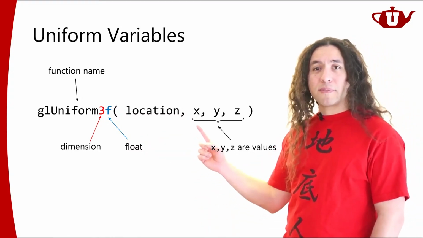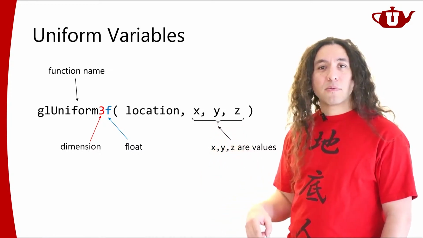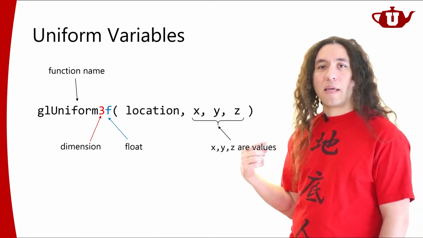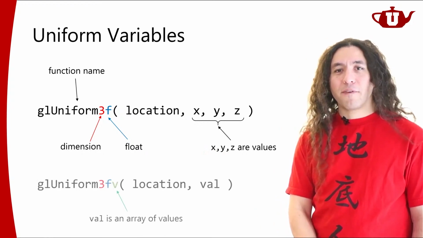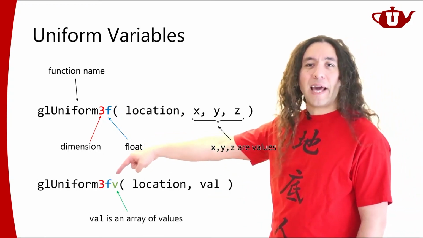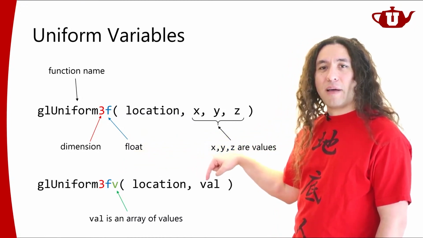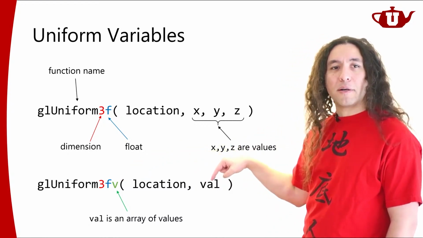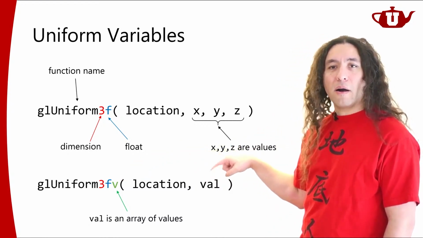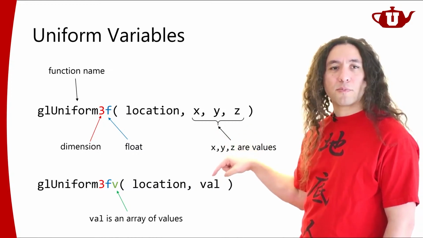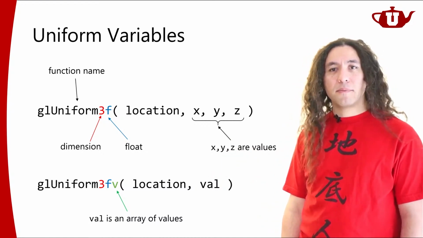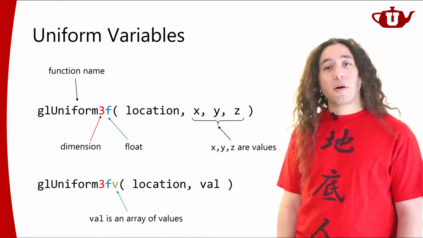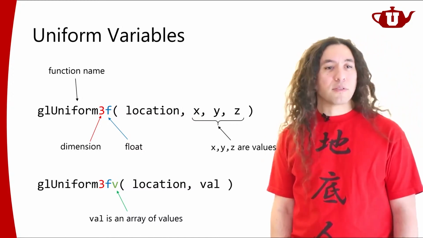Sometimes, instead of sending these XYZ values separately, we like to send an array that contains the XYZ values. In this case, the function name will have this added v at the end. And that v means that this is a pointer. It's a pointer to an array of floating point values that correspond to these XYZ values. So this is how we set the uniform values. Also, this is the naming convention that OpenGL uses for its functions.